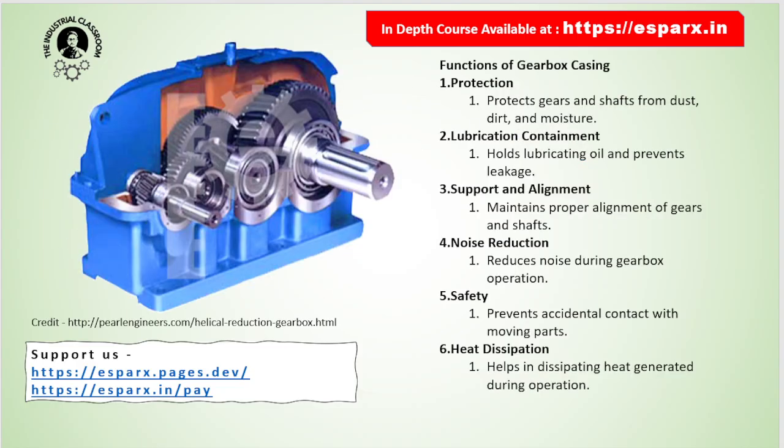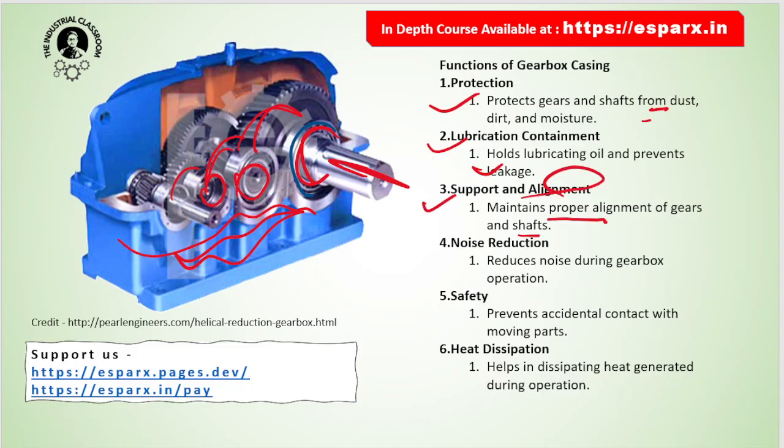Now here we can see that this type of gearbox houses the bearings. So this is the bearing, these you can see are the bearings. It houses the shafts, it houses the gears, and also the lubricant. The functions of the gearbox casing are: it protects the gears and shafts from dust, dirt and moisture; it avoids lubricant contamination and also prevents its leakage; it supports the gears and shafts and maintains their proper alignment; it helps with noise reduction; and it provides safety by preventing accidental contact with moving parts.